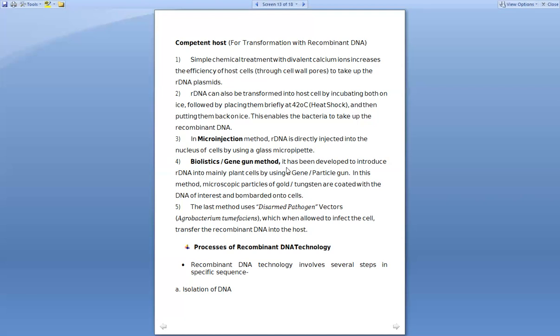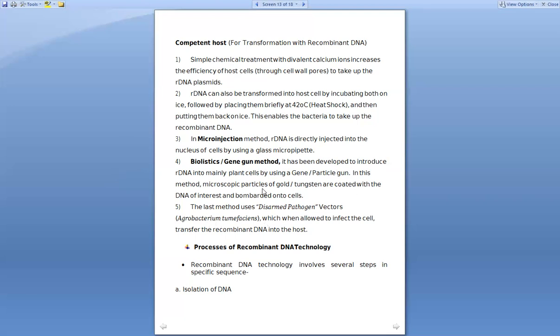So this method says that it has been developed to introduce our DNA into mainly plant cells by using a gene or particle gun. This particular method, that is biolistics or the gene gun method, is mainly used for plants to introduce the recombinant DNA, right? In this method, what happens?